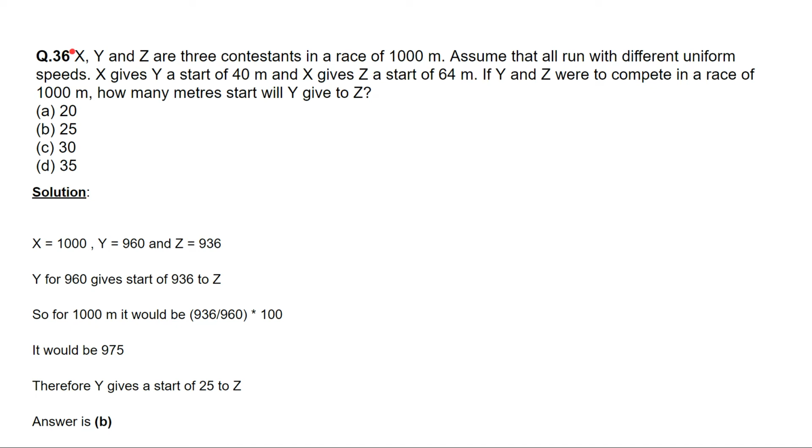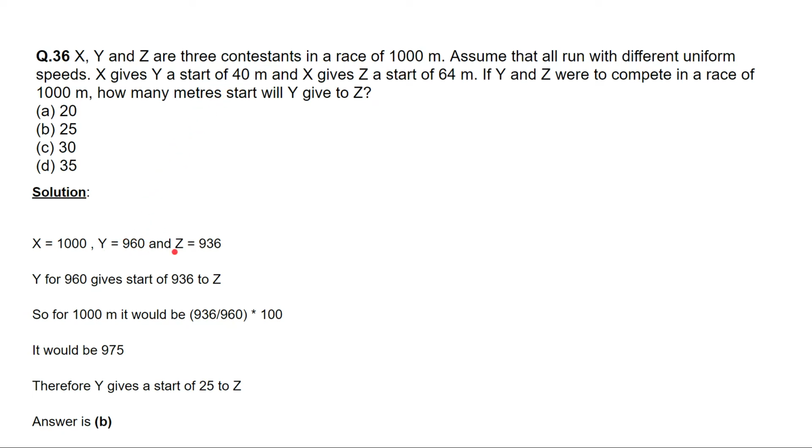Now this is a very typical question which usually comes in the quant papers. Here what you have to find: X, Y, Z are three contestants running in a race of 1000 meters, and Y is 40 meters ahead of X and Z is around 64 meters ahead of X. So now if there is a race where only Y and Z are competing, then how much ahead Z will be of Y, that we have to find.